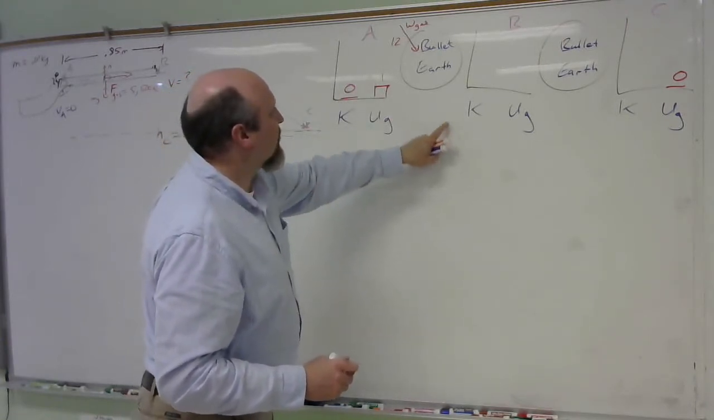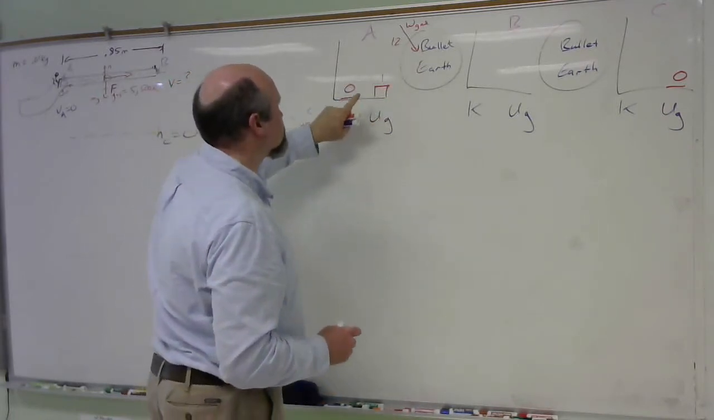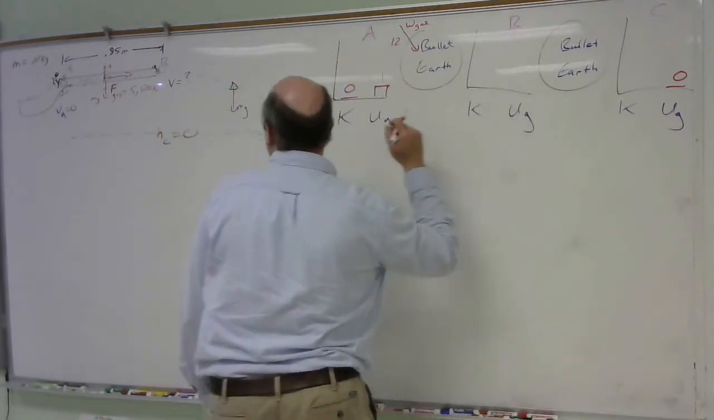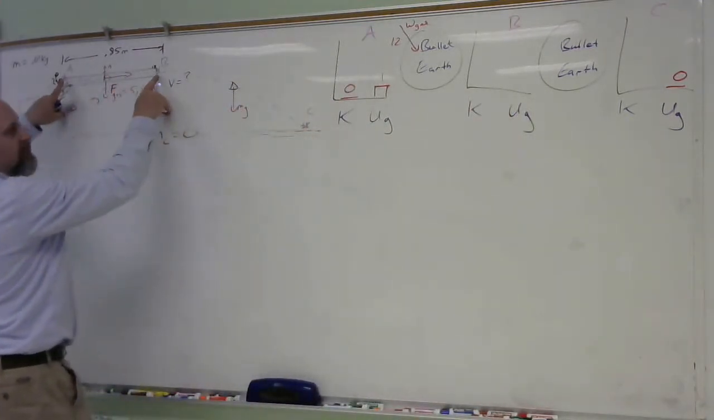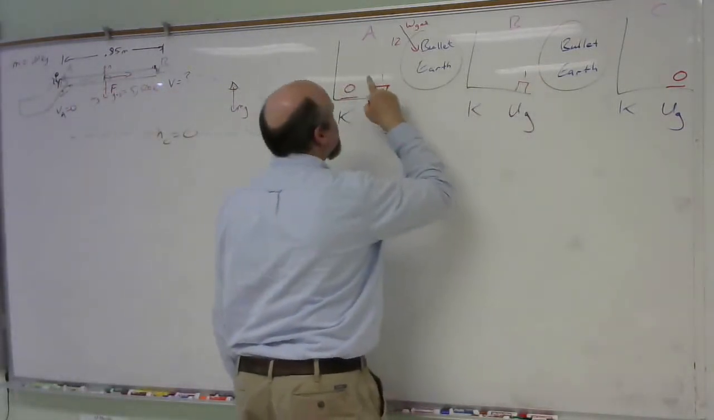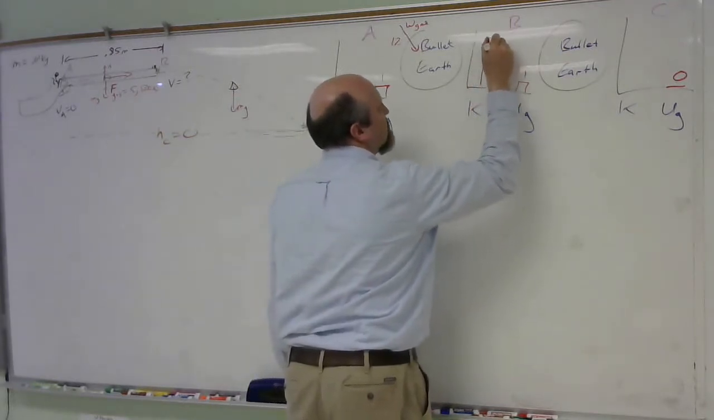Going from A to B, I can see that 12 more units of energy went into the bullet for the system. So now we have 13 units. Is the gravitational potential energy going to change from here to here? No, we're at the same height at A and B. So this stays as 1, but we've gained 12 units. Where are the 12 units? It's in the kinetic energy.